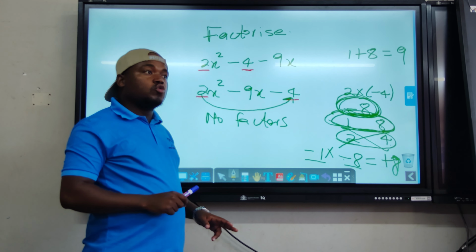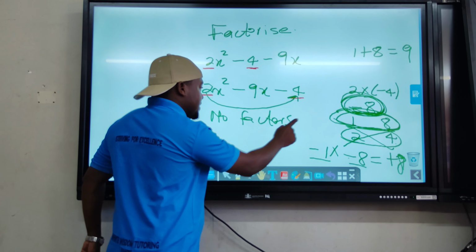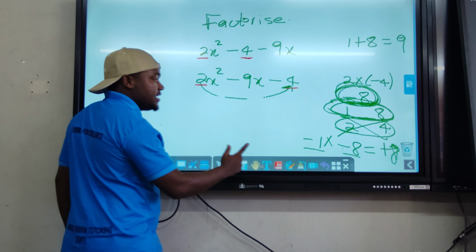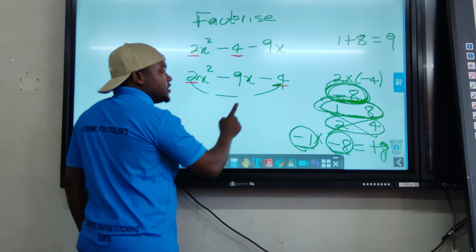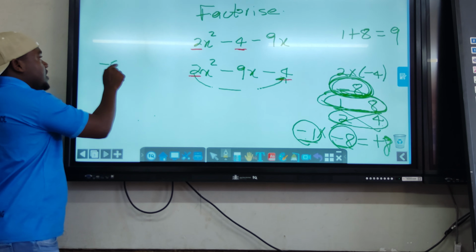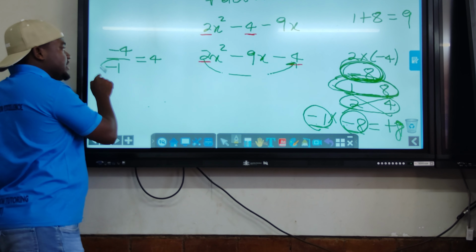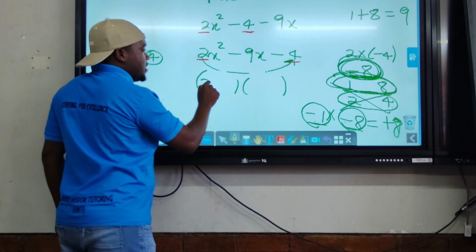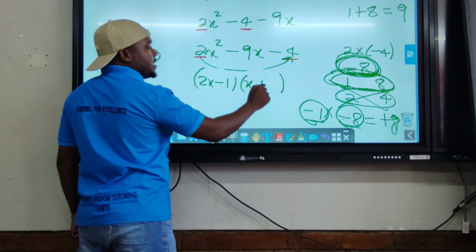So now let's say I did not see that mistake. Let's say I did not see the fact that it cannot have factors. So I'll behave like it has factors. I'm going to say, okay, the factors I have are negative 1 and negative 8. So I take negative 4 and divide it by negative 1. The answer is positive 4. I take this 1 and this 4, I put them in brackets. So it will be 2x, x there. I'll take the negative 1 here, and I'll take the 4 here.